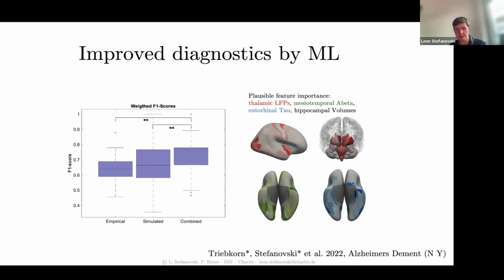And interestingly, we were also able to show that the actual features that were used, so the features with the highest importance, made a lot of sense, which is not always the case in a machine learning setup. So it were local field potentials from the thalamus, where we have the rhythm generation, amyloid values from the medial temporal lobe, where the disease actually also begins, and also tau values from the entorhinal cortex, which is also the first region affected by tau. So making these results actually quite plausible.